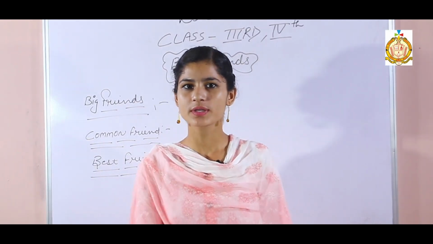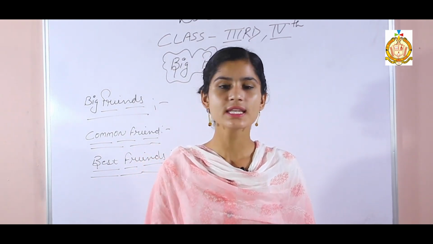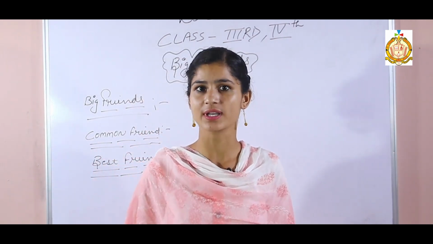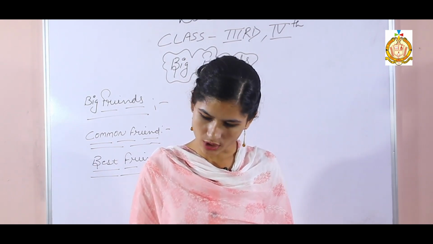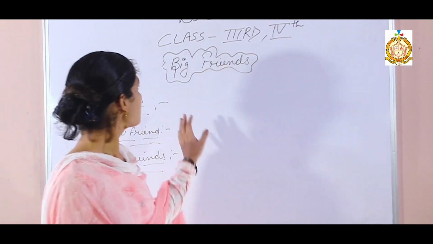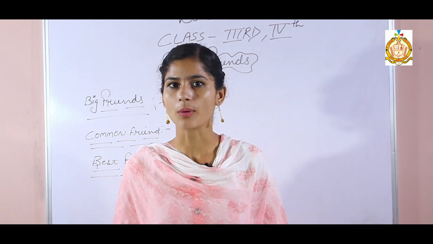Now we are going to start our next level, that is 5th A. This level is for class 3rd and class 4th and the revision part for class 5th. In this level our only topic is big friends. Big friends formulas, everything is there in this topic.